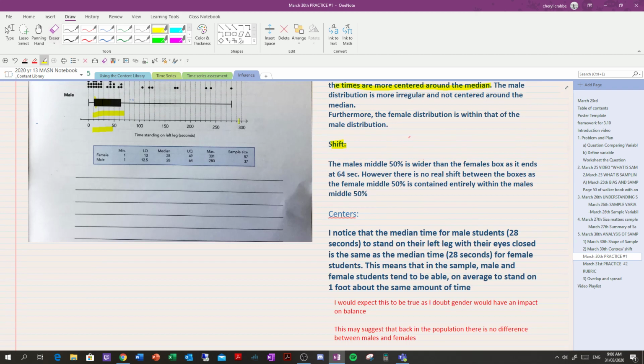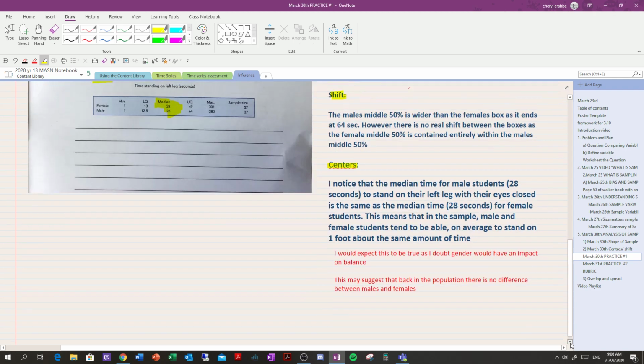Centers. So if we talk about the centers, this is the averages. In this case, we only have the medians to look at, not means. But if you had both, you would talk about both. So I noticed that the median time for male students, 28 seconds to stand on their left leg, see, context is good, with their eyes closed, is the same as the median time, 28 seconds, for female students. This means that in the sample, male and female students tend to be able, on average, to stand on one foot for about the same amount of time. Yep, that's what it means.